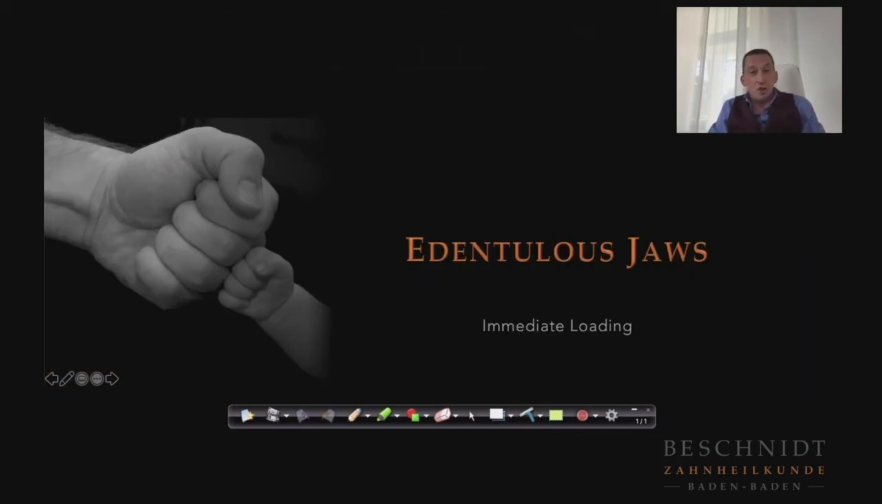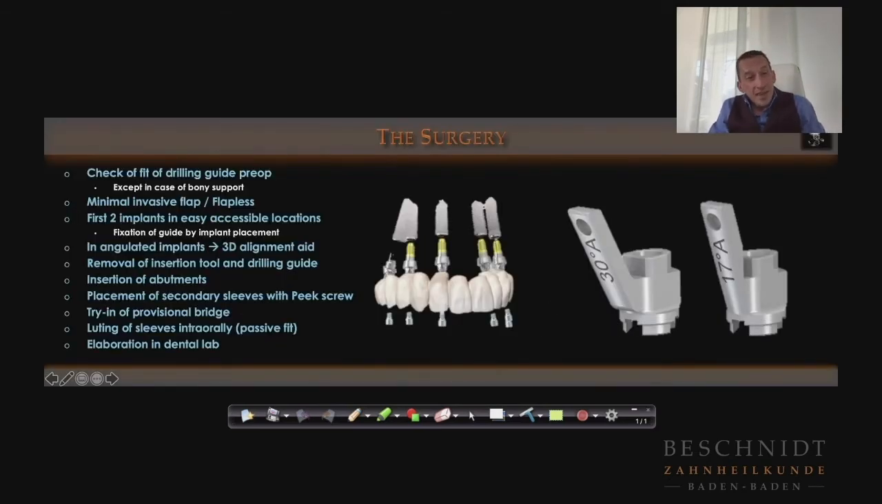Looking at the edentulous jaw, here we have immediate loading, which means we should think about the placement of the implants in a very strategic way. I think this lecture is not made for the planning of implants, much more for the planning of the loads. So we place our implants according to the three-dimensional SMOP planning I show you.